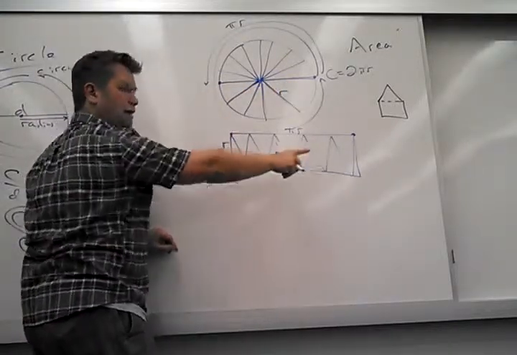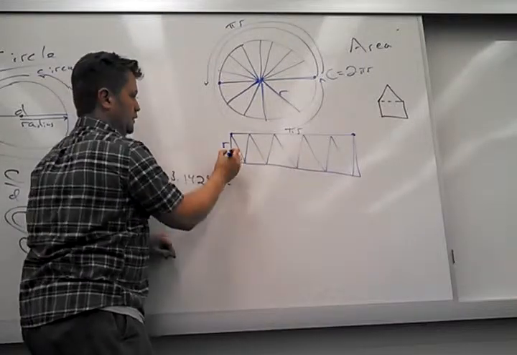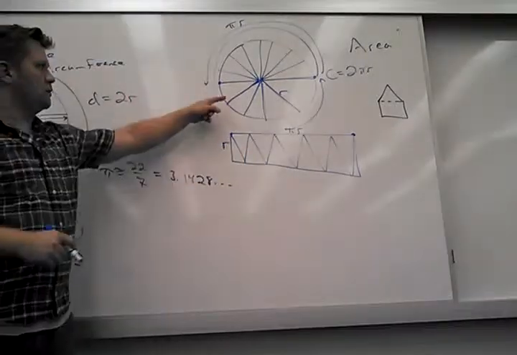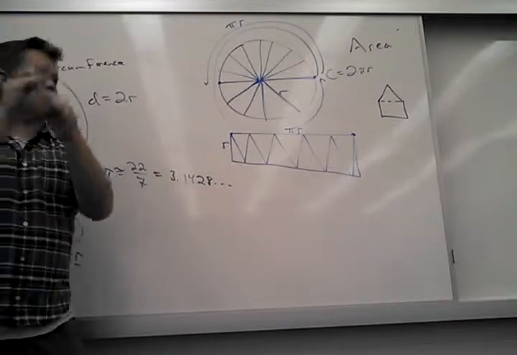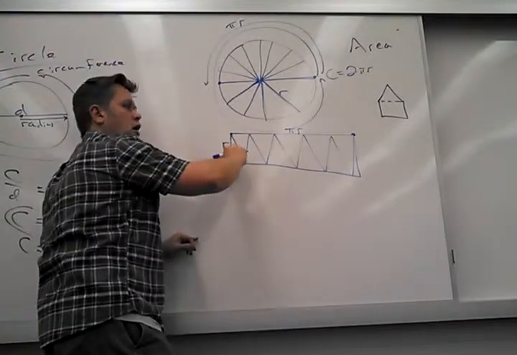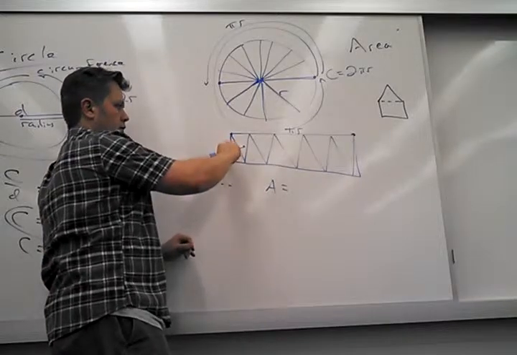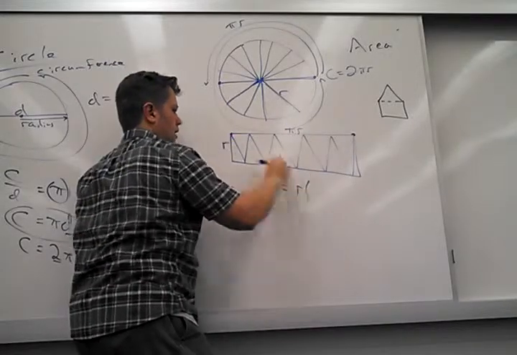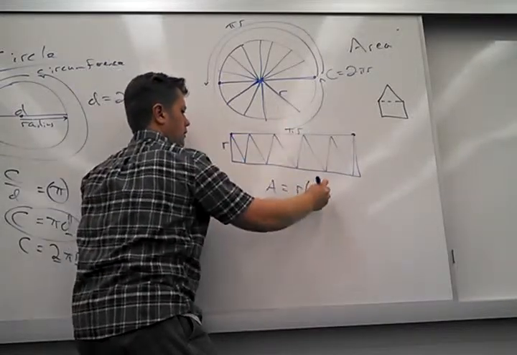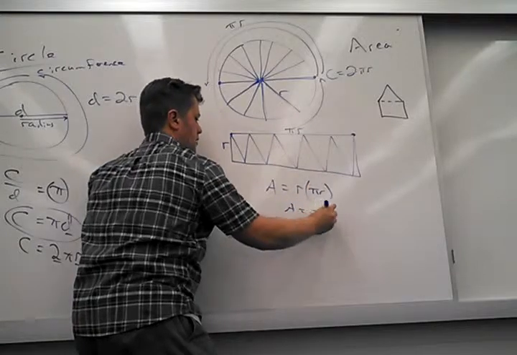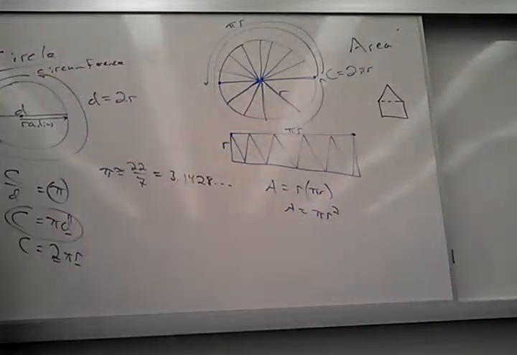So this is a rectangle, roughly. It's a little bit slanted, but if I cut my teeth smaller and smaller, it gets more and more straight. It's a rectangle where this side is r and this side is pi r. What's the area of that rectangle going to be? r times pi r, which is pi r squared. I don't know if that sounds familiar to anybody.